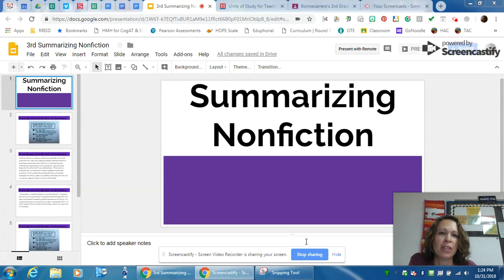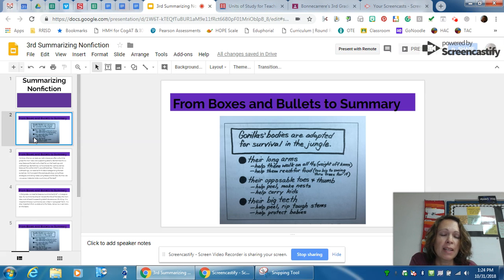But I wanted to make sure that you could keep on digging into nonfiction reading, specifically today talking about how to summarize nonfiction. So we've spent the last few days with the boxes and bullets strategy, and here's an example of what we were working on with our book about gorillas.